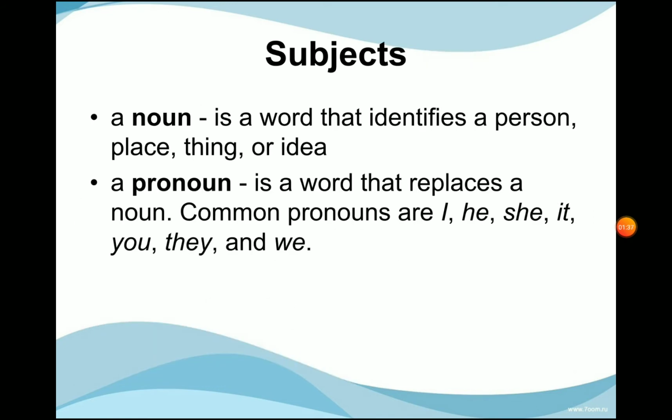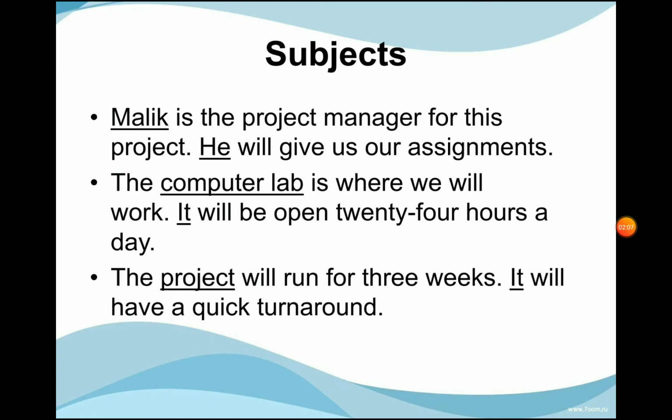When you read a sentence, you may first look for the subject, or what the sentence is about. The subject usually appears at the beginning of a sentence as a noun or a pronoun. A noun is a word that identifies a person, place, thing, or idea. A pronoun is a word that replaces a noun. Common pronouns are I, he, she, it, you, they, and we. In the following sentences, the subject is underlined once.